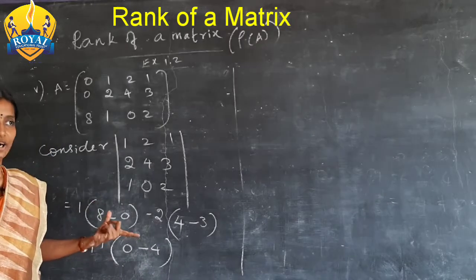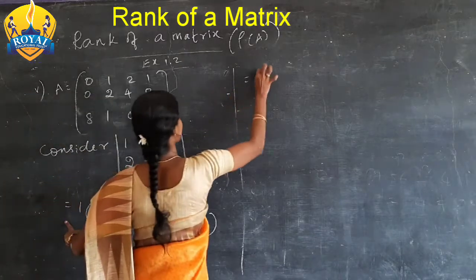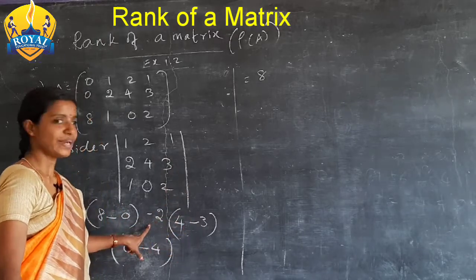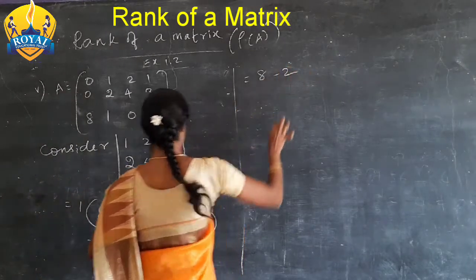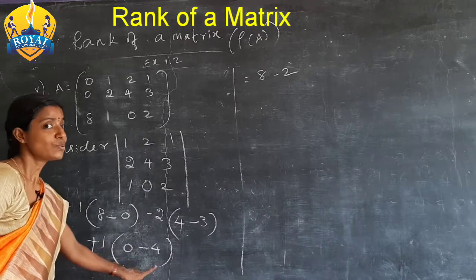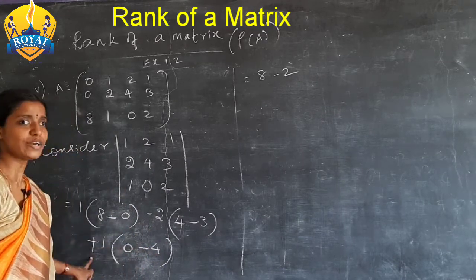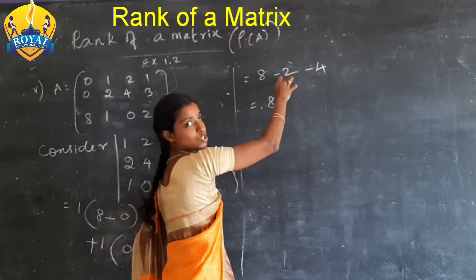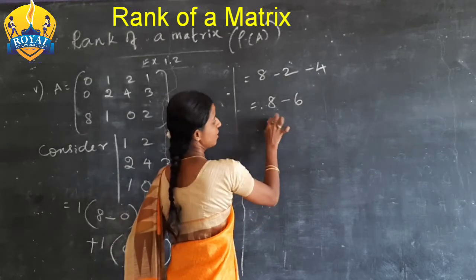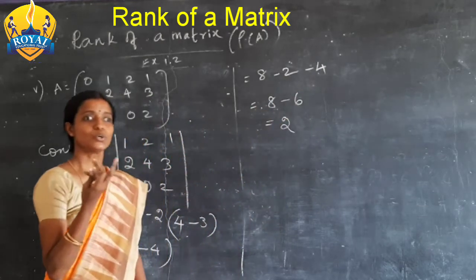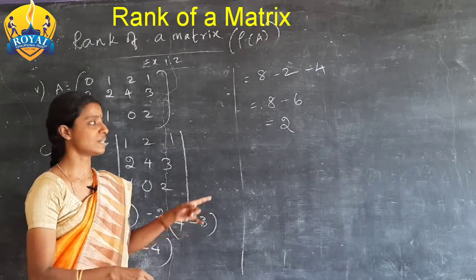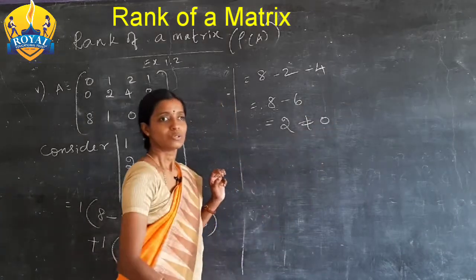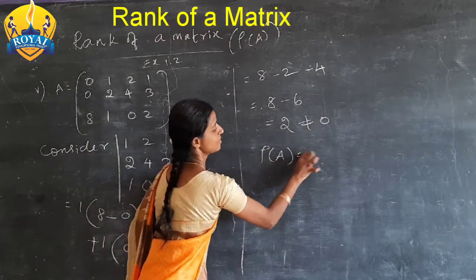So 8 minus 0 is 8, and 8 into 1 becomes 8. 4 minus 3 is 1, and 1 into minus 2 is minus 2. 1 into 0 minus 4 is minus 4, and minus 4 into 1 becomes minus 4. Fine. So I have 8 minus 2 minus 4, which becomes 8 minus 6, which is 2. So for this 3 cross 3 minor, I have a non-zero value 2, not equal to 0. So I can write directly that the rank of A is 3.